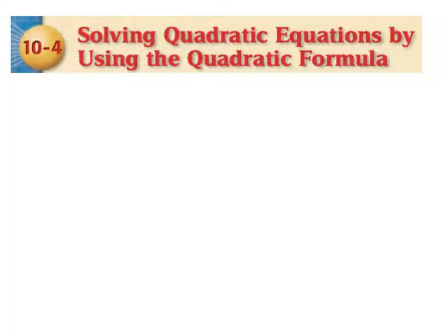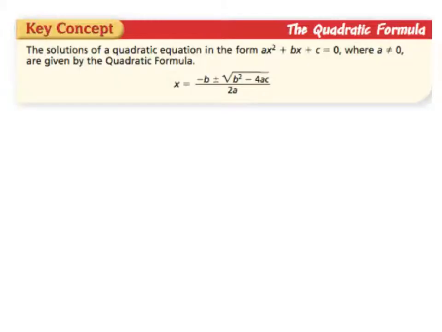Hey guys, so in 10.4 we're learning how to solve a quadratic equation by using the quadratic formula. Remember, the first thing that we need to remember is that this is the quadratic formula: negative b plus or minus the square root of b squared minus 4ac, divided by 2a. This is the formula that we learned on Monday, and you guys will be using this constantly throughout this lesson.